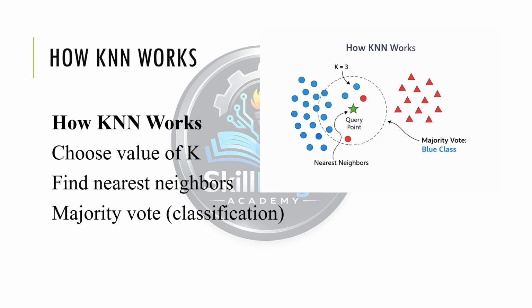Okay. First, we choose a value of k. This represents how many neighbors we will consider. Then, for a new data point, the algorithm finds the closest k points in the data set. Finally, it looks at the majority class among those neighbors and assigns that class to the new point. So KNN makes decisions based on nearby data points.